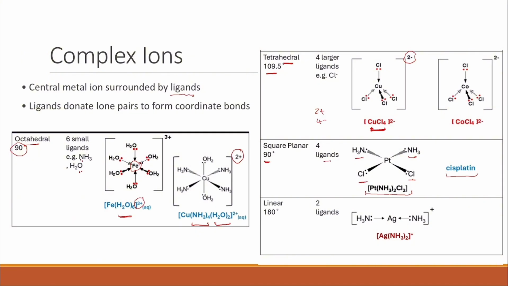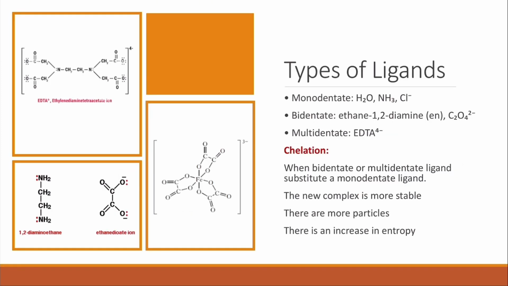Sometimes you could have a maximum of 2 ligands surrounding the central ion, like silver with 2 of the ammonia. In this case, the shape is going to be linear because there are only 2 ligands surrounding the central ion, and then also the charge will depend on the charge of the different components of this complex. So the silver is 1 plus and the 2 ammonia are neutral. So in total, there will be 1 plus.